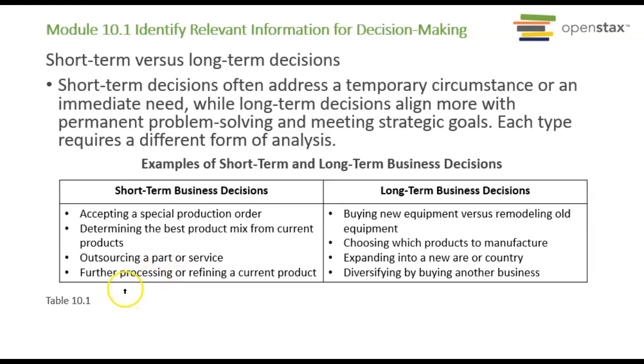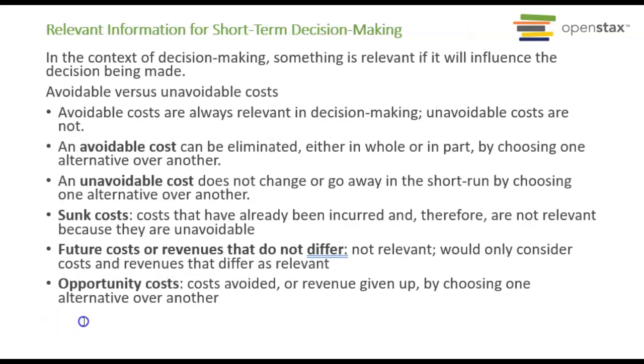And then, are we going to further process or refine a current product? And perhaps getting into the example of that later will be clearer. As opposed to what we're not really going to be looking at in this chapter, which is whether we're going to buy equipment or whether we're going to refurbish an older piece of equipment, decide which products to manufacture, if we're going to add a product segment in another company or a country, excuse me, or purchase another business. So those are topics we won't cover in the short-term decision-making analysis.